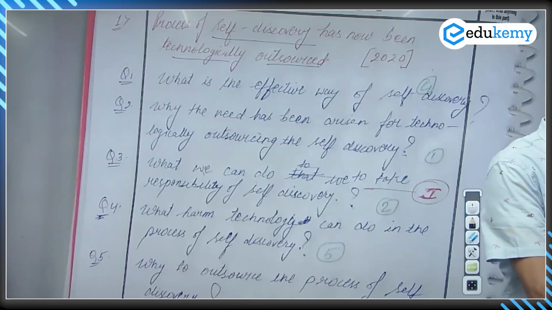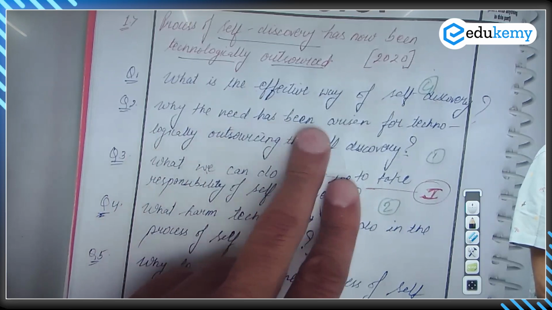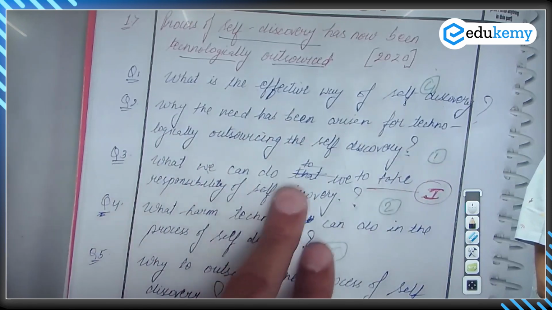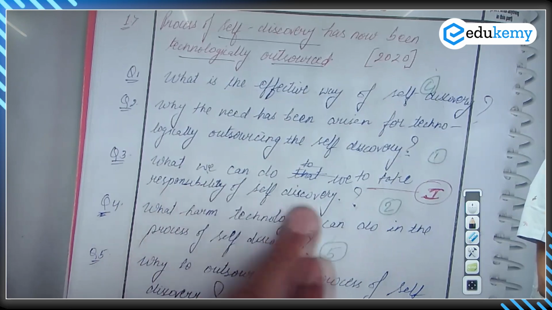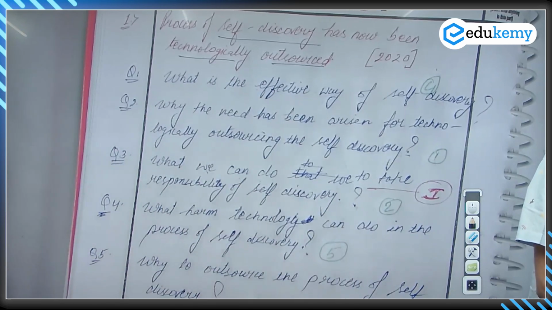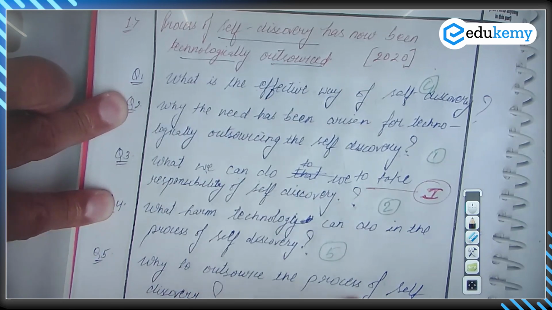Think on this again. What is the effective way of self-discovery? Why the need has been arisen for technology outsourcing of self-discovery? What can we do to take responsibility of self-discovery? What harm technology can do in the process of discovery? So I think 2 and 4 are on the topic. Why to outsource the process of discovery?